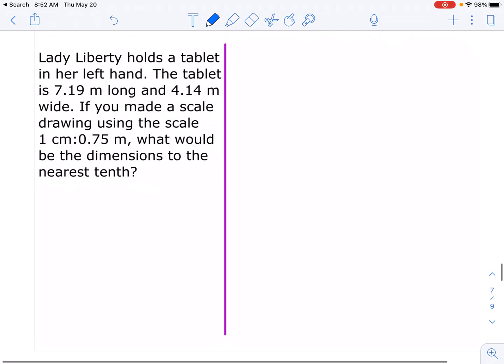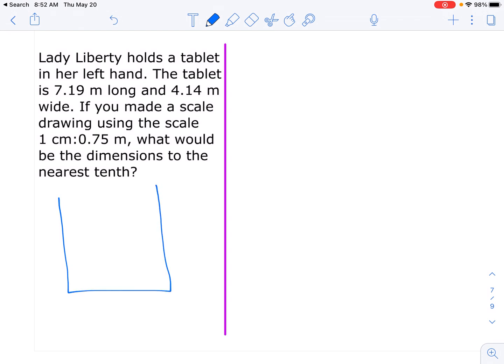Okay, Lady Liberty holds a tablet in her left hand. The tablet is 7.19 meters long and 4.14 meters wide, which is really long. That's a really big tablet if you've been to New York and seen the Statue of Liberty. So 7.19 meters long, 4.14 meters wide. If you made a scale drawing using the scale, here's our scale, this can be important: 1 centimeter represents 0.75 meters. What would be the dimensions to the nearest tenth?